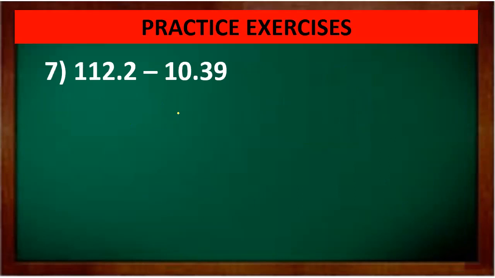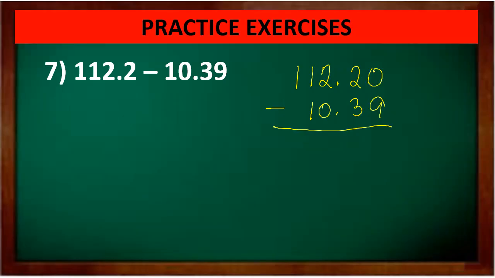Another example, 112.2 minus 10.39. So let's write down 112.2 minus 10.39. So again, may number tayo dito at walang number sa taas. We have to add 0. So 0 minus 9 cannot be. We have to borrow 1 from 2. 2 becomes 1. Kaya ito naging 10. So 10 minus 9 is 1.